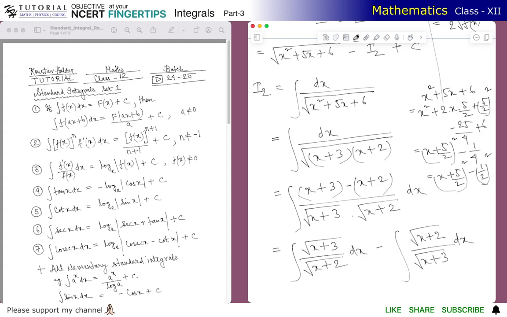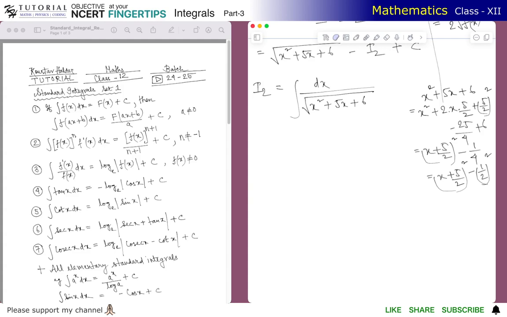So I think this approach will be a better one, if you can rewrite the quadratic expression in the form of a square minus b square. So this becomes dx over root of x plus 5 by 2 whole square minus half square. And we have a standard result.